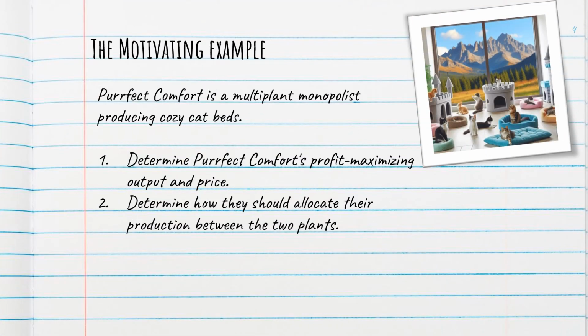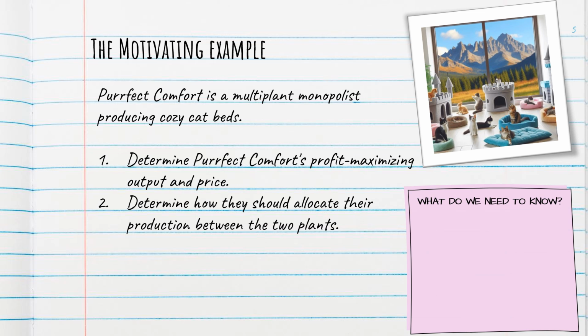We are going to do two things in this question. We're going to determine Perfect Comfort's profit maximizing total output as well as the price they're going to charge. And then we're going to determine how they should allocate their total production between the two plants. So we're going to solve for Q1 and Q2, as well as the total output and the optimal price.